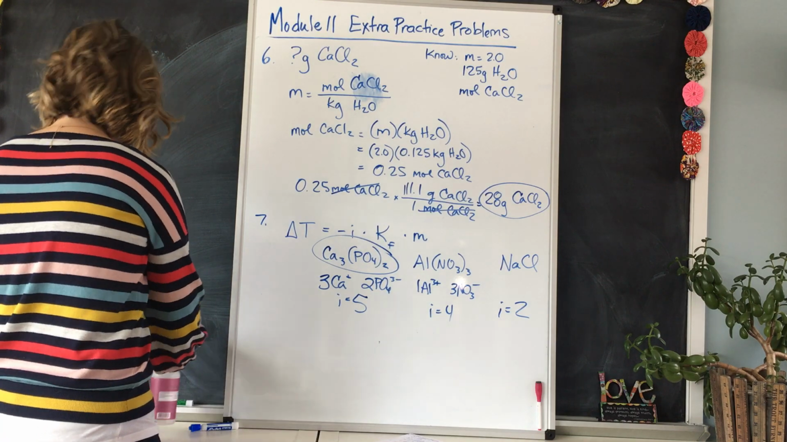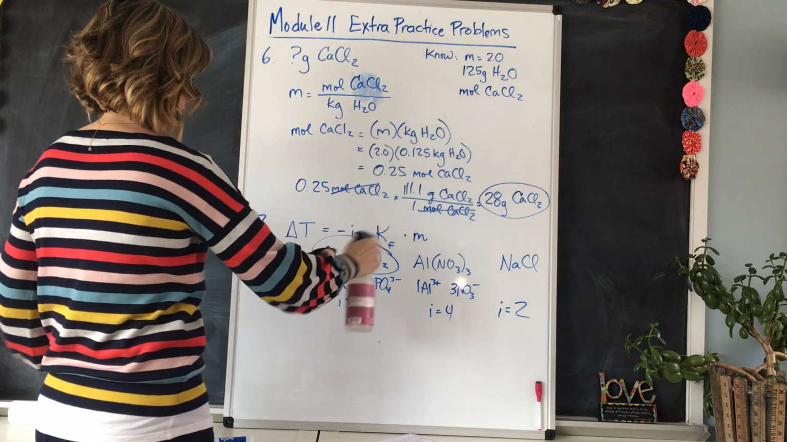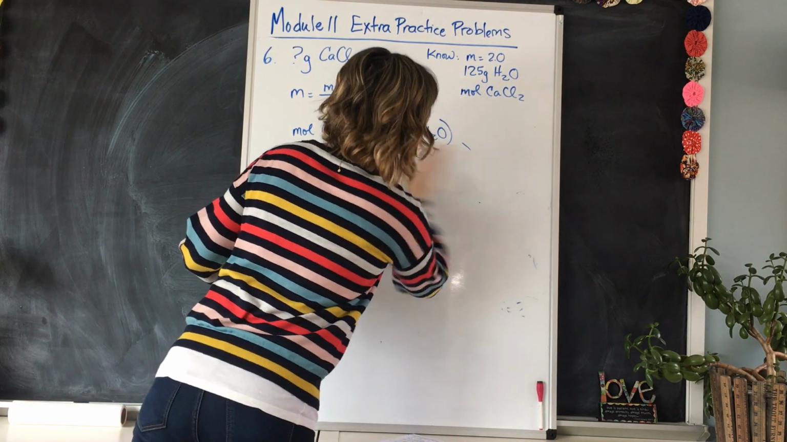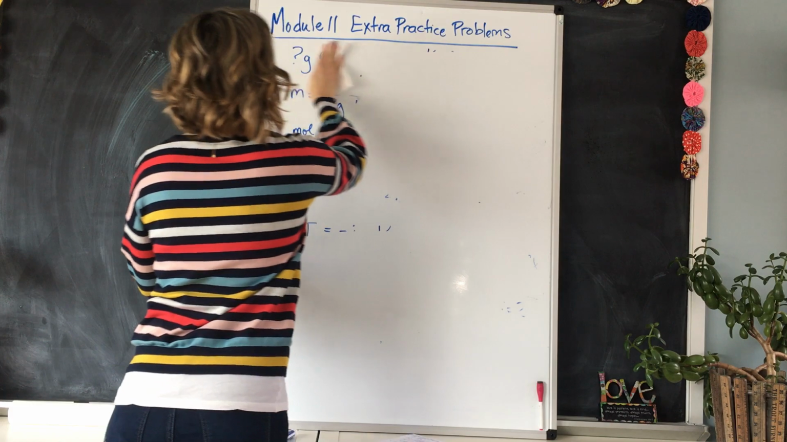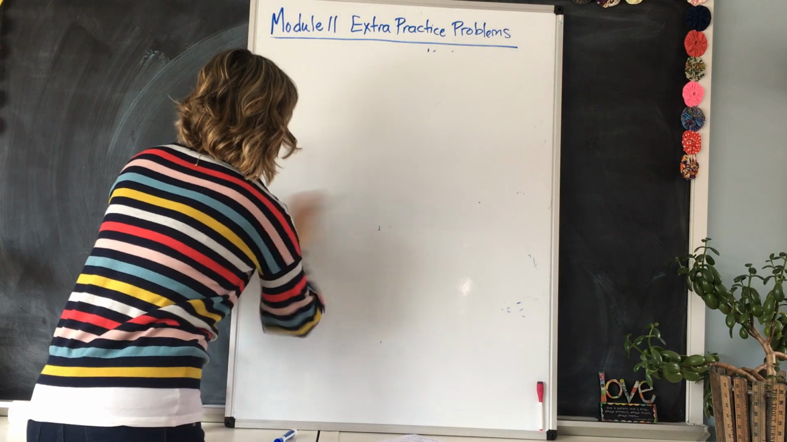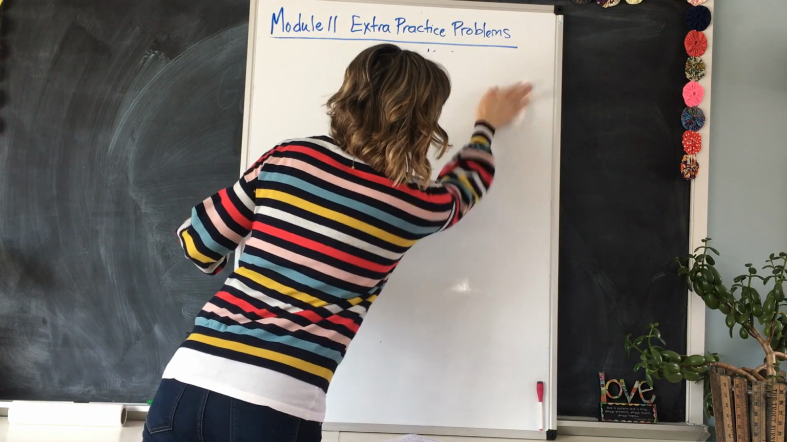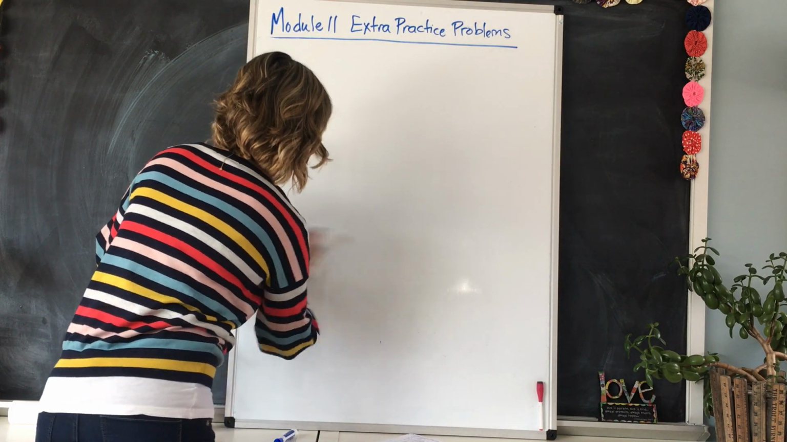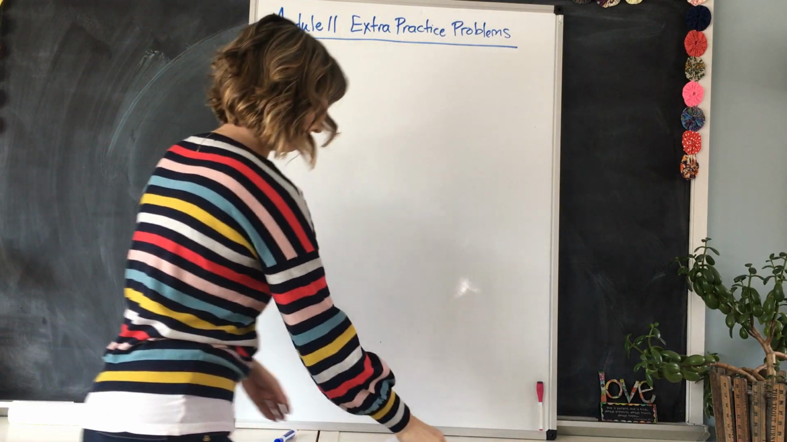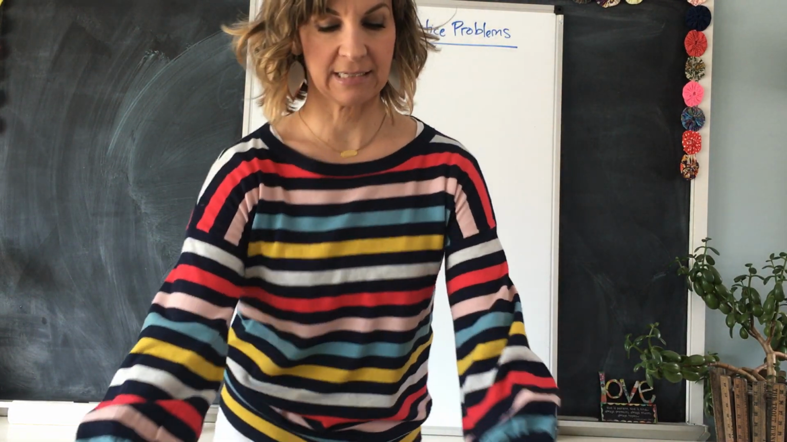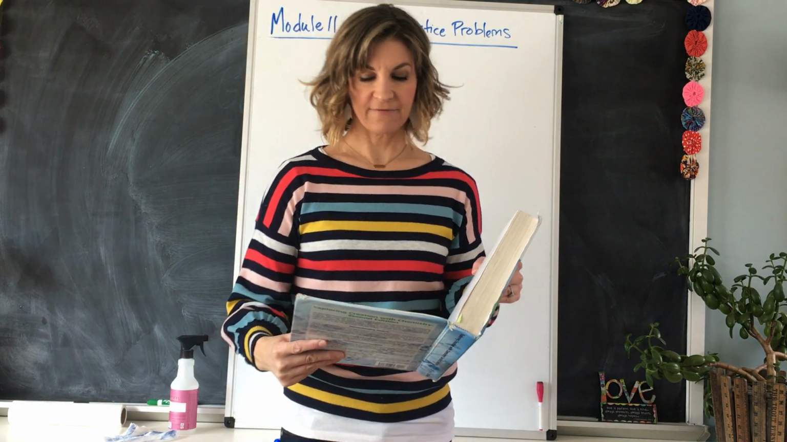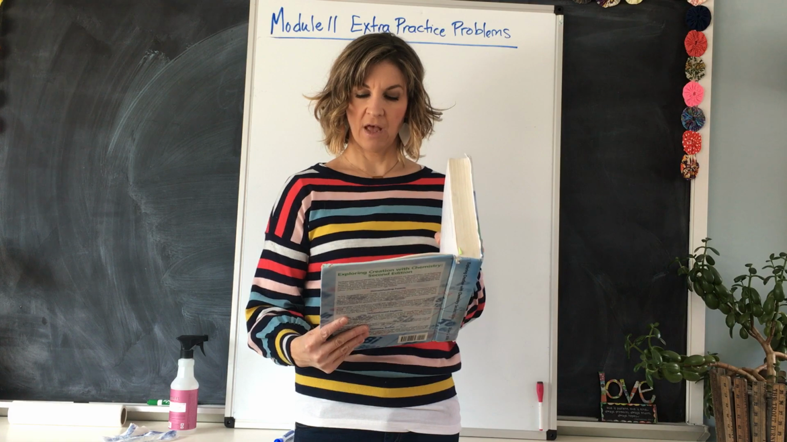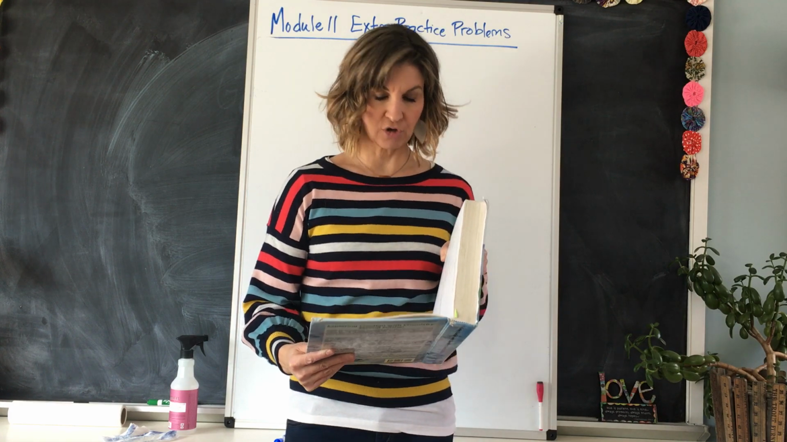Let me erase this. All right, got that erased. Moving on to number 8. Number 8 says, what is the freezing point of a solution that is made by dissolving 10 grams of potassium fluoride in 100 grams of water?